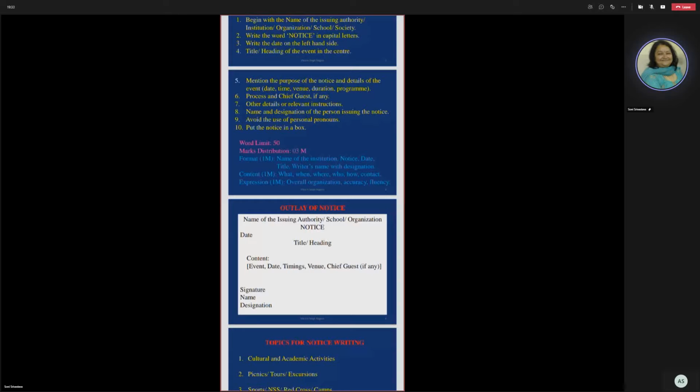And then the marks are divided like this: the format carries 1 mark, which would include the name of the institution, notice, date, title, and writer's name with designation. The content would include all the WH words, that is what, when, where, how, and who, and all that. Then there is, of course, the expression, the accuracy, the grammar, the fluency, and the overall presentation, which counts. Right? So this is what it is.